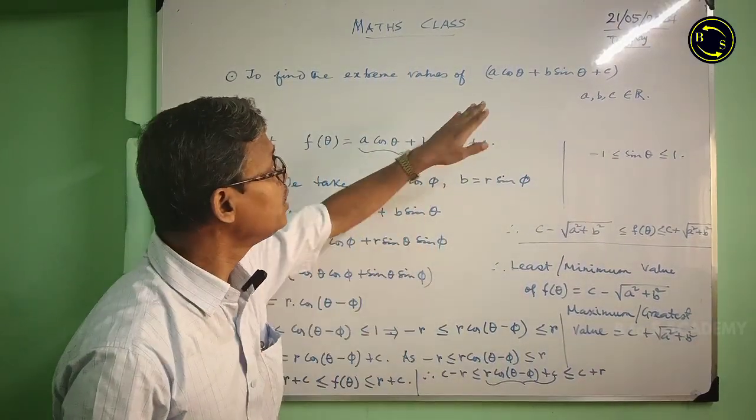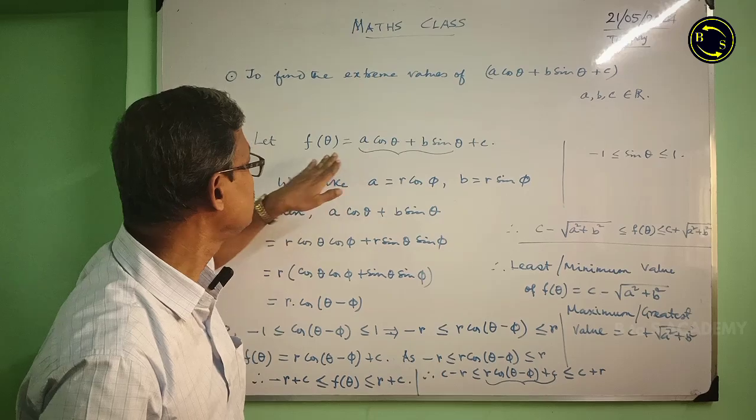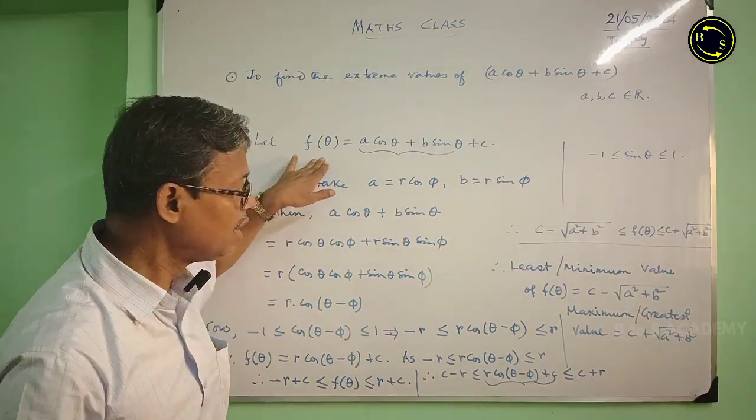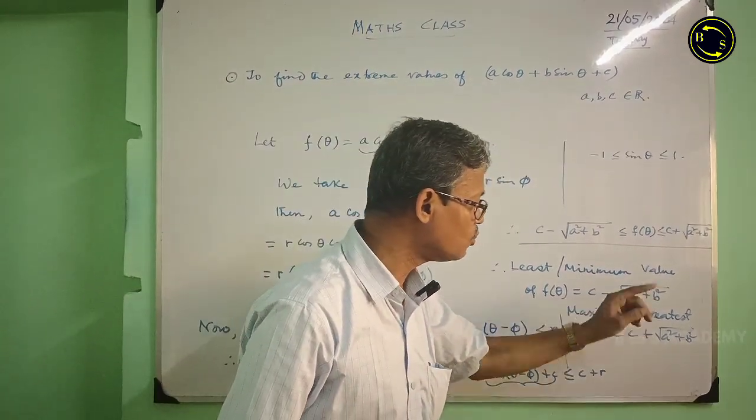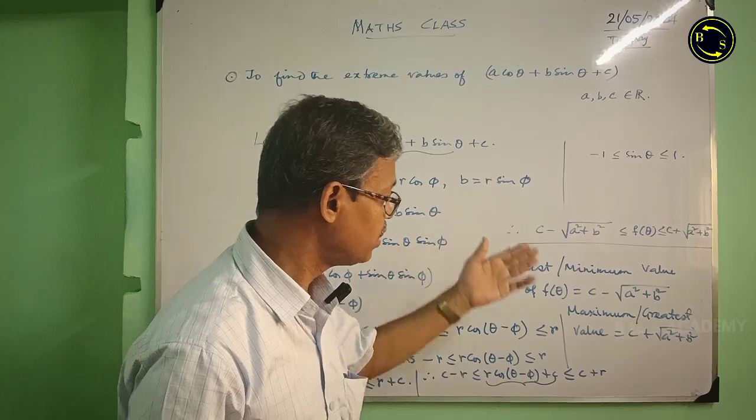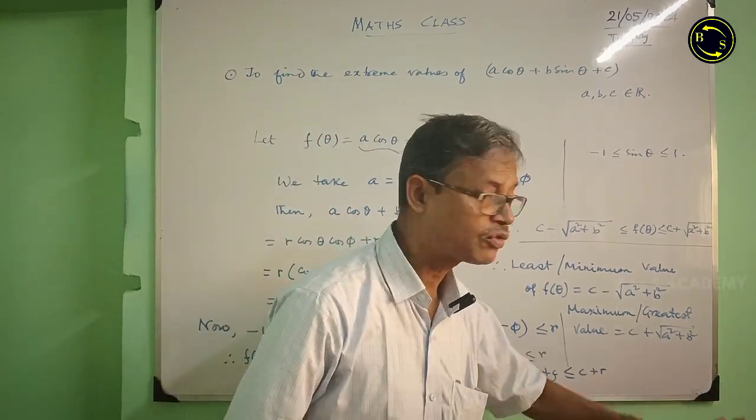The least value of this expression, which we have taken as f theta, will be c minus root over a square plus b square, and the greatest value will be c plus root over a square plus b square.